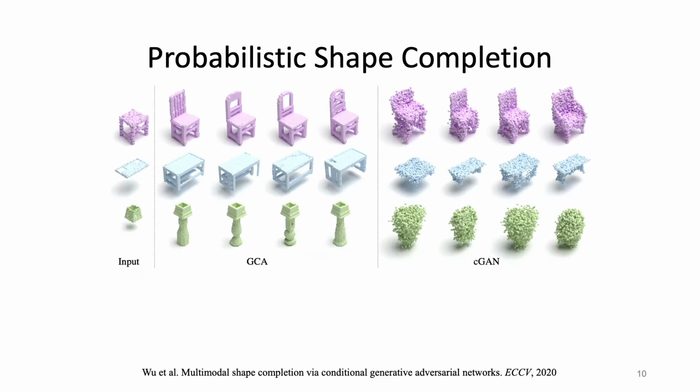Next, I'll show the experiments conducted on our model. First, we compare our model against state-of-the-art models in probabilistic shape completion tested on the PartNet dataset. From left to right, the images indicate the input point cloud, GCA, and conditional GANs results. GCA is able to generate multi-modal, high-fidelity shapes compared to the results of conditional GANs.